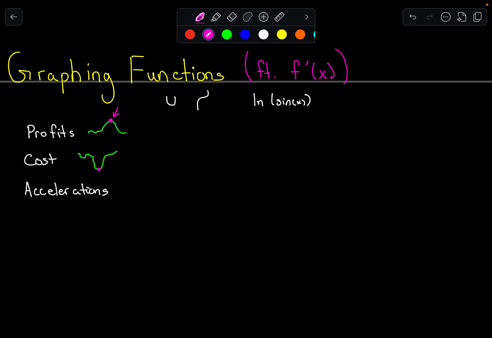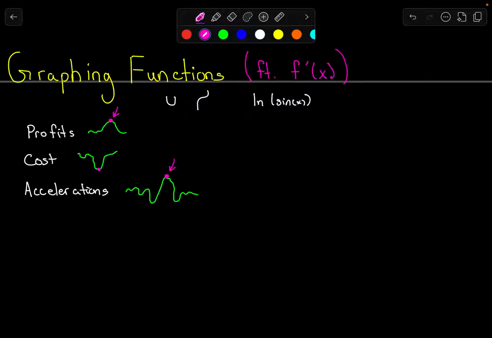Like what combination of materials and such do I need to purchase in order to get the lowest cost for my business? In terms of acceleration, right? Maybe you're designing a fighter jet and you're doing some stress testing, and you notice that the acceleration of the jet kind of does this, and you're going to need to know exactly when that peak acceleration happens because you need to know how much stress testing to put your pilots through because they need to be able to survive that amount of acceleration, right? The extra G's on their body.